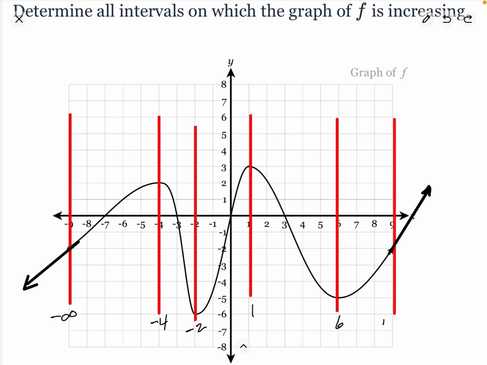All right, guys, I want to connect the two ideas for our lesson today. One is the idea of where a graph is positive, negative, or zero. And the second part is where a graph is increasing or decreasing.